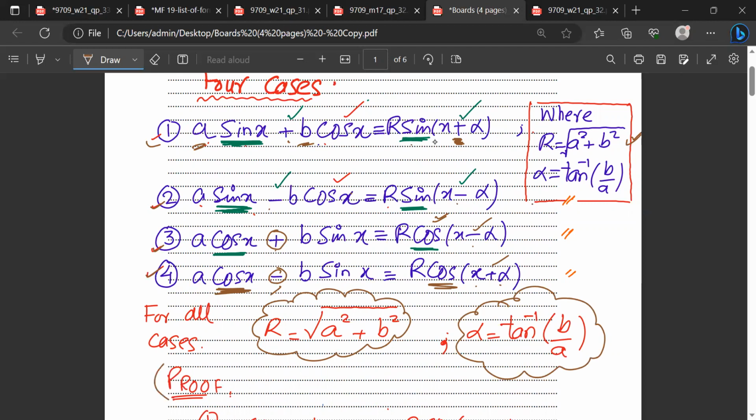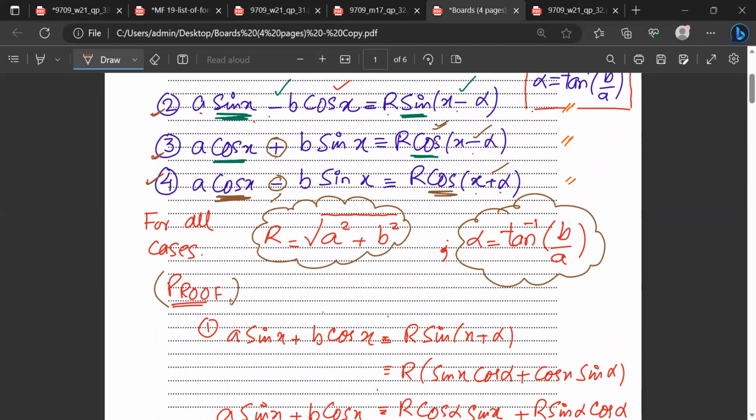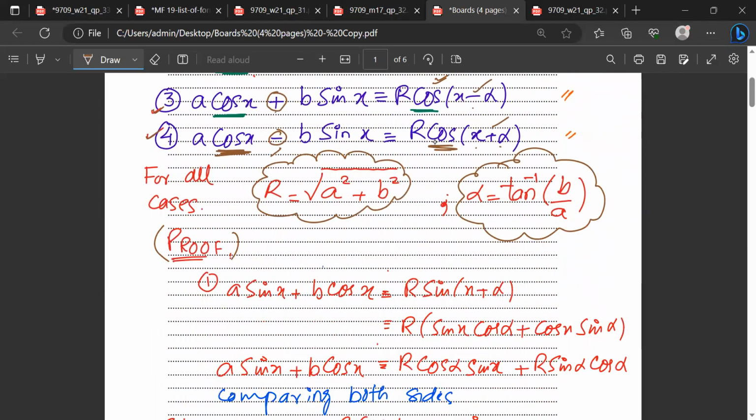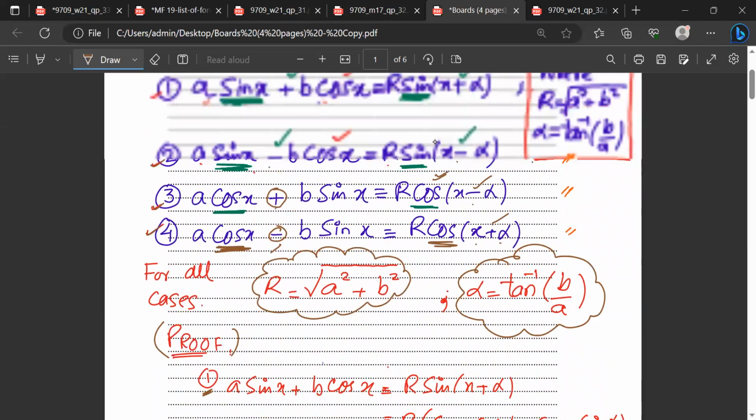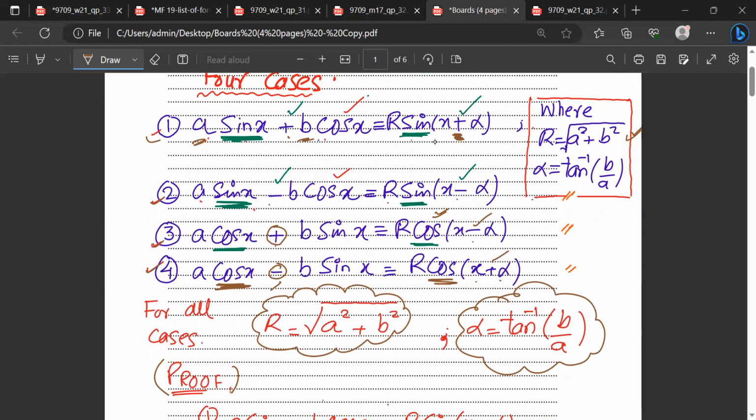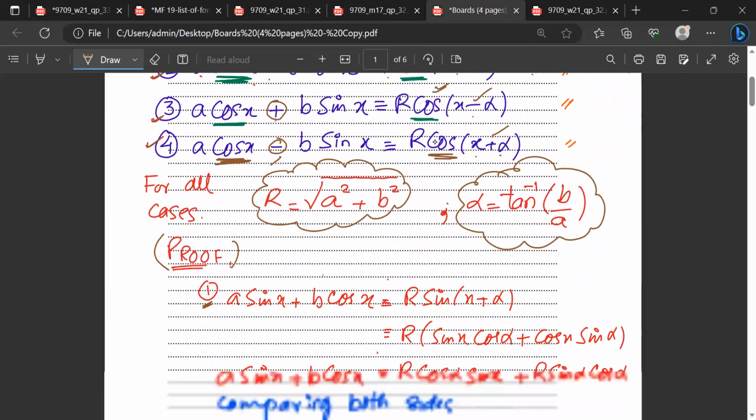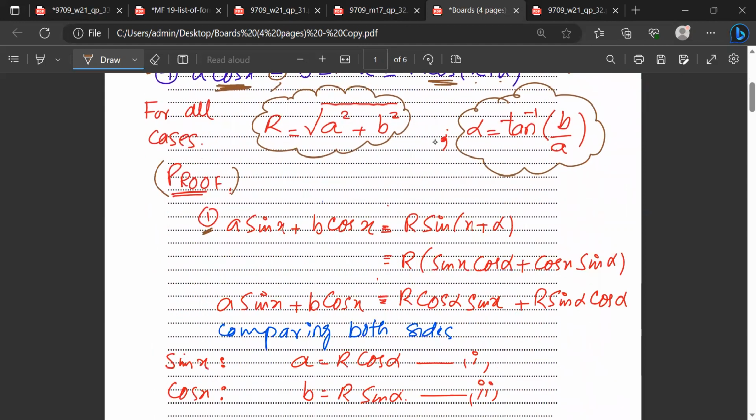So I can give the proof for one, and for the rest, you can do the same thing. So let us do the first: a sine x plus b cos x is equal to R sine of x plus alpha. Here is the working. On the right hand side, we have sine of x plus alpha. You can apply the compound angle identities, sine x cos alpha plus cos x sine alpha, by using the formula sheet. You can write this formula, and I can give the reference. This formula is here.